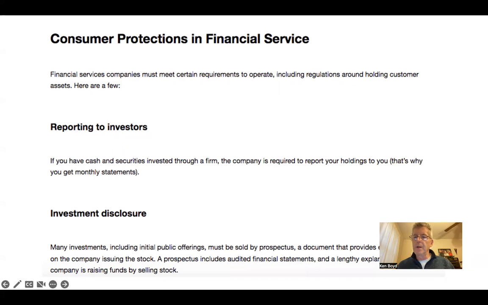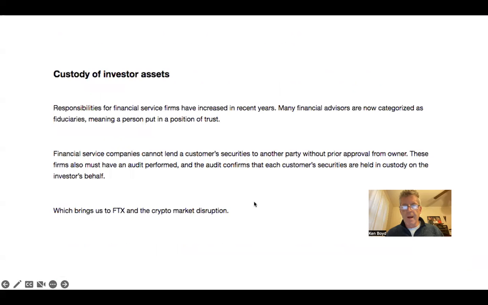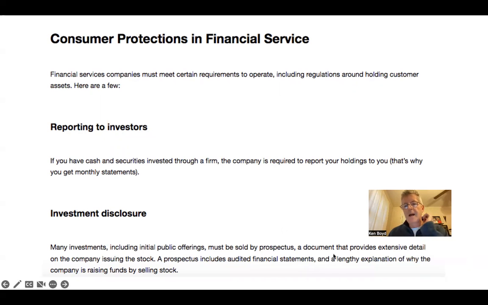Many investments, including initial public offerings, are sold by prospectus, a document that provides extensive detail on the company issuing the stock. A prospectus includes audited financial statements by a third-party CPA firm and a lengthy explanation as to why the company is raising funds by selling stock. They give you the why.